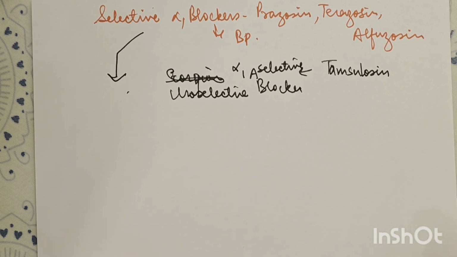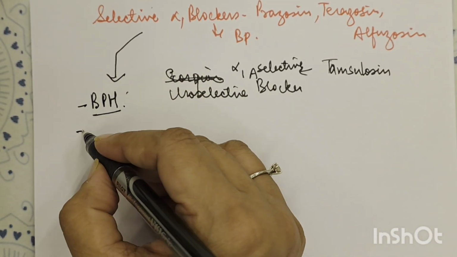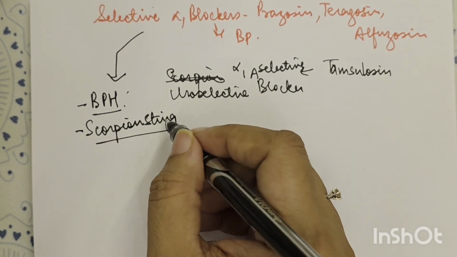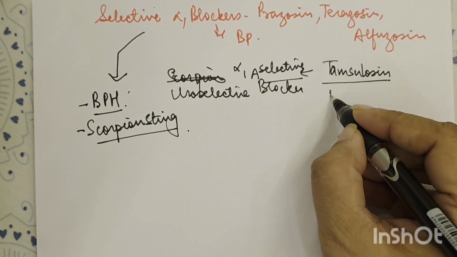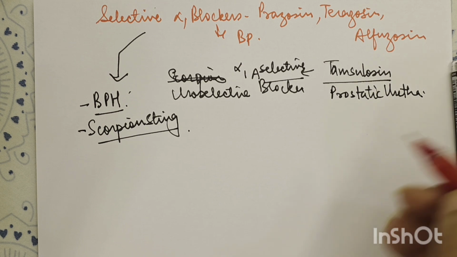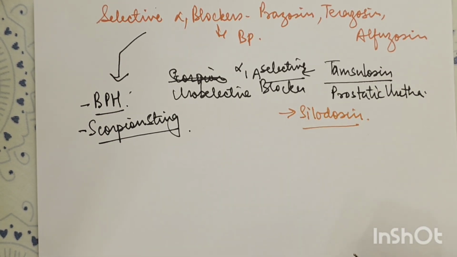Now these alpha 1 blockers are used in benign prostatic hypertrophy, and they're used in scorpion sting, right? In scorpion sting also alpha 1 blockers are used. Tamsulosin is specifically alpha 1A selective, acts on the prostatic urethra, and because of that it is used in benign prostatic hypertrophy. It is more effective. Another drug here is silodosin. So this is also like tamsulosin.